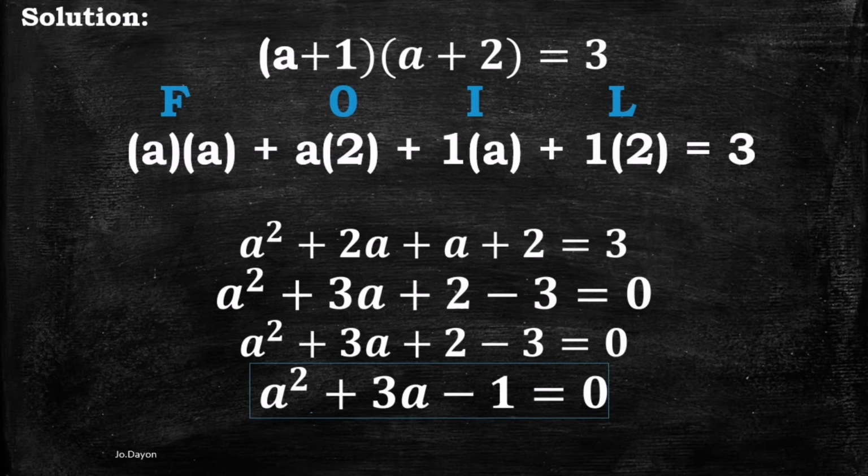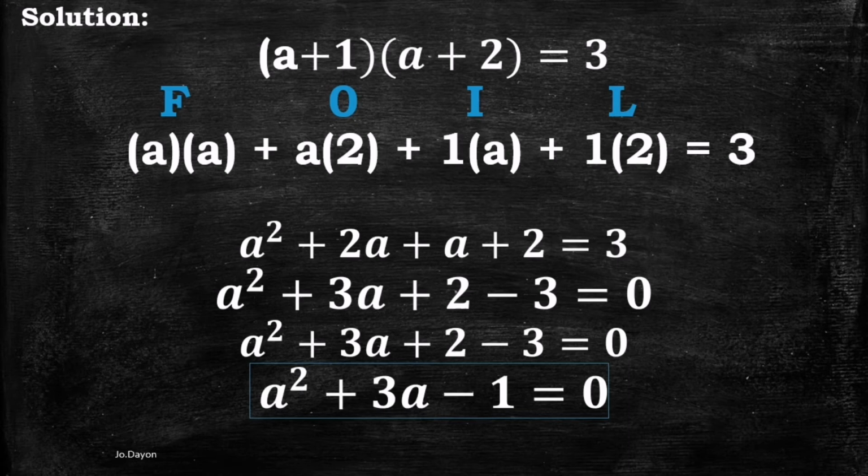For our solution, we are going to use the FOIL method. F stands for the first term, O stands for the outer terms, I stands for the inner terms, and L stands for the last terms. Actually, this is also called the smiley face method because once we connect the first terms, the outer terms, inner terms, and last terms, it seems that we can form a smiley face. So let's try to see that one later on.